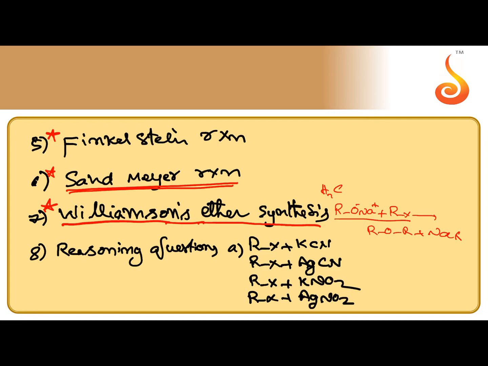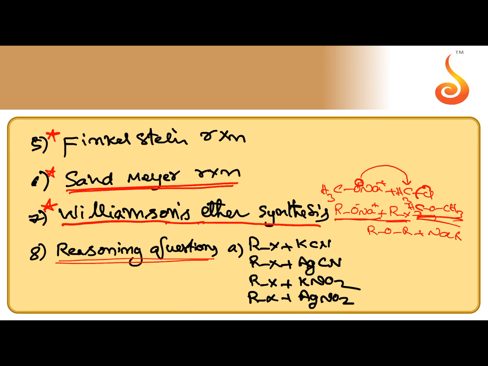For RONa you take sodium methoxide. For RX you can take methyl chloride. Whenever they ask the question, you have to write the equation with a specific example. Don't write just RONa and RX, they won't give the marks. You have to write with a specific example. Methoxide, when it is reacted with chloromethane, we can get dimethyl ether. Like this you have to write the specific example.